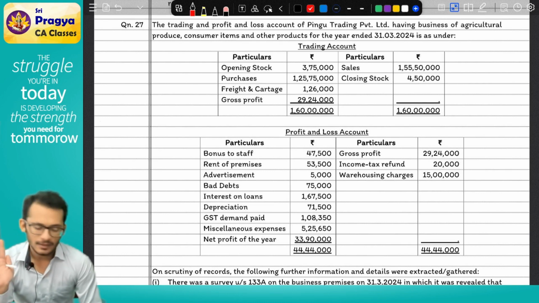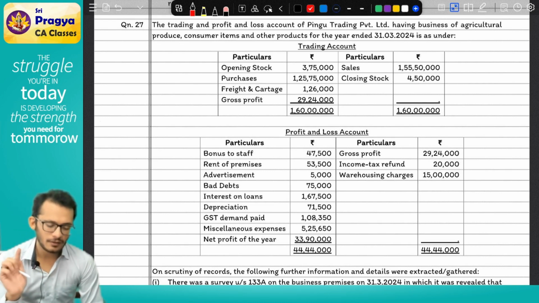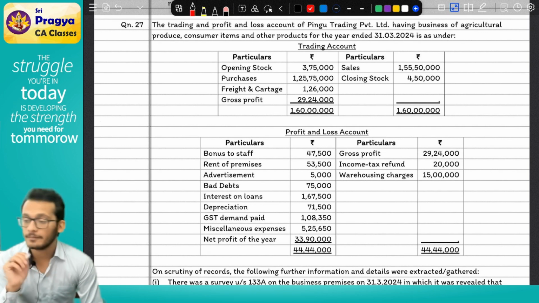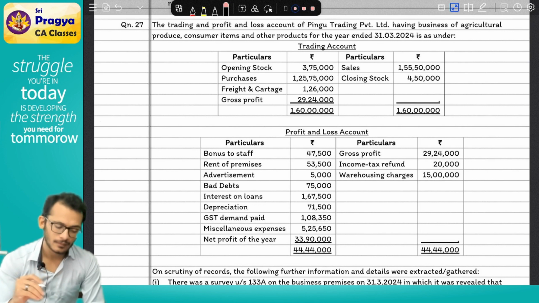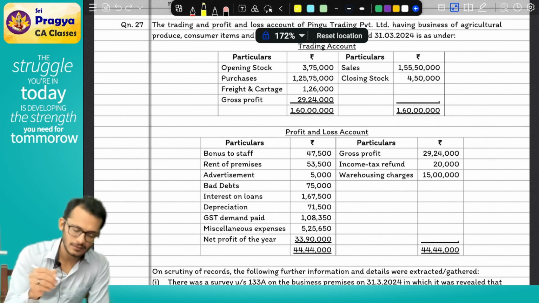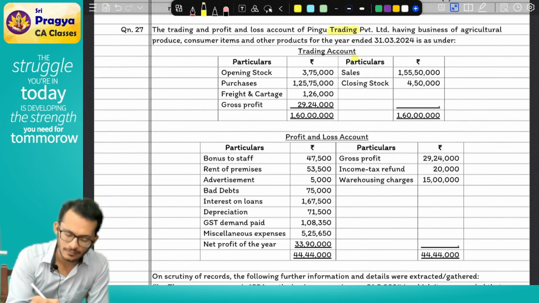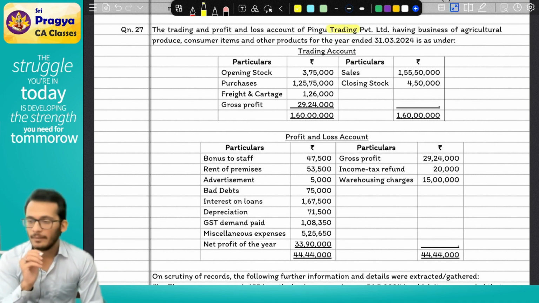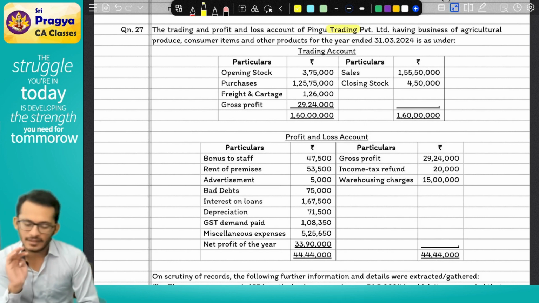The question says the trading and profit and loss account of Pingu Trading Private Limited. Now I saw the word trading. The moment I saw the word trading, what do I know? There is no additional depreciation. So life is safe here.